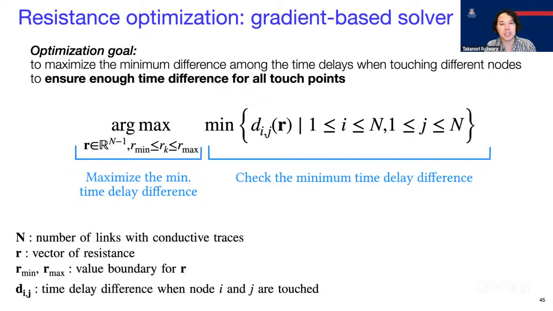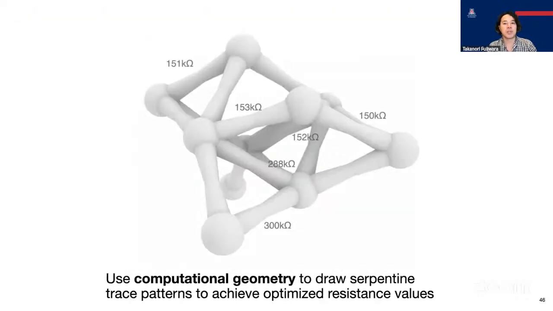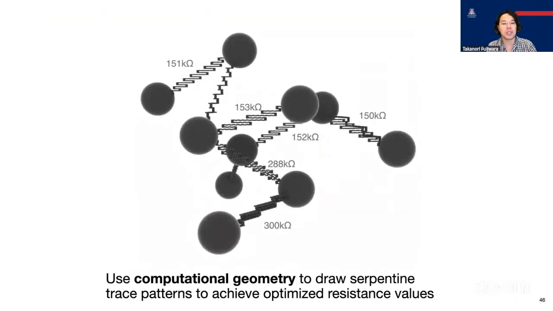I will not talk in detail, but with circuit simulators, we designed a gradient-based optimization to find the optimal resistance to clearly recognize the different touch points. Here, the optimization goal is to maximize the minimum difference among the time delays when touching different nodes, to ensure a time difference for all touch points. Then once we have computed the optimization values, we can generate the conductive traces such that their geometry matches their aimed resistance value.